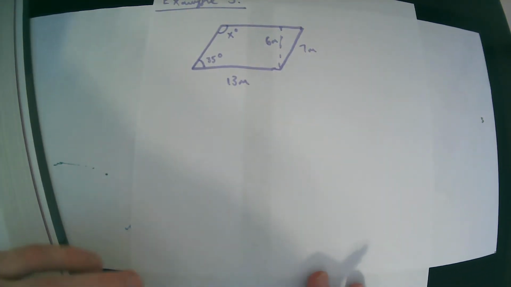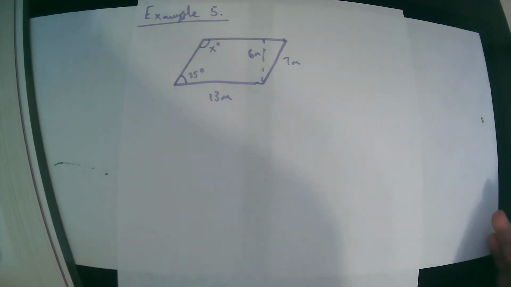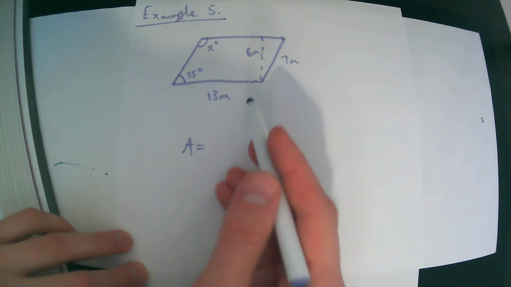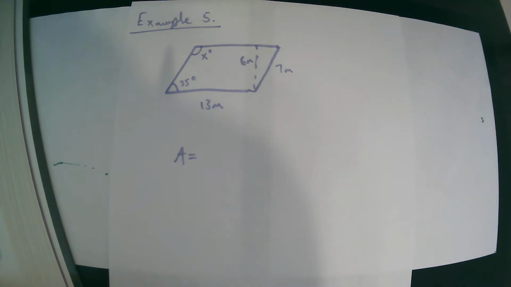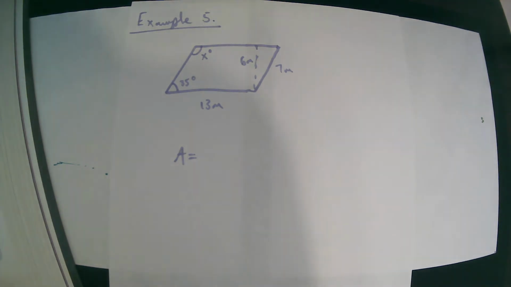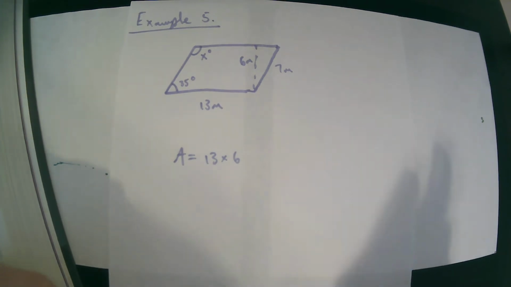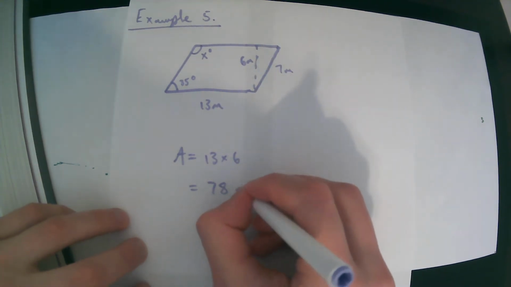Now the area of a parallelogram, I mentioned earlier, is base times height. So what side measure is not going to come into play in this calculation? The 7, right? Because the 7 is not base or height, it's the slanted line. The 7 would be very useful for finding perimeter. If we wanted to find the perimeter of this shape, we would do 13 plus 7 plus 13 plus 7. But we want the area, so we're going to do 13 times 6, which is going to give us 78 meters, so meters squared.